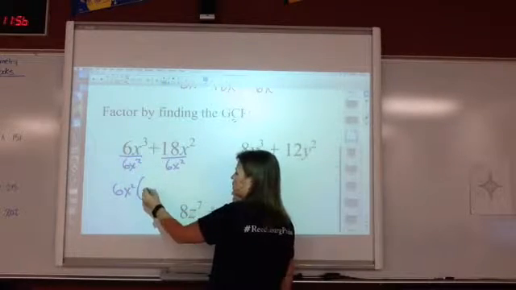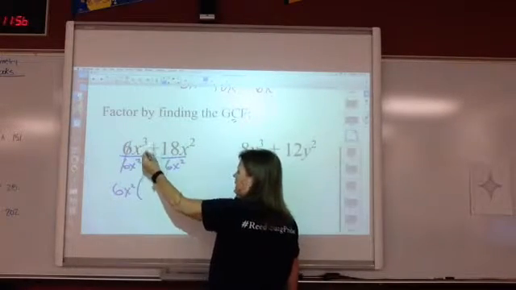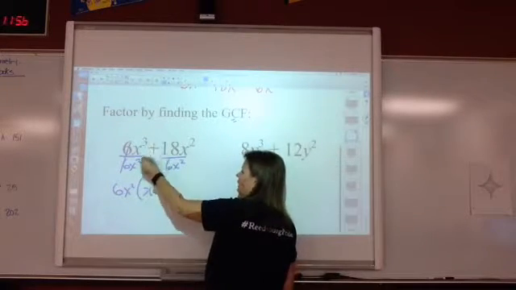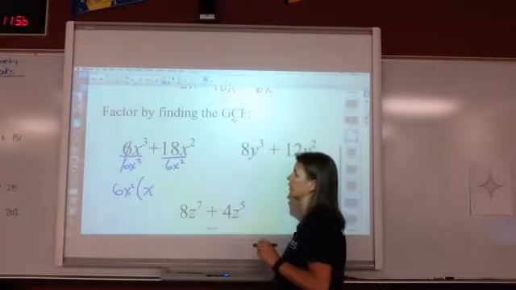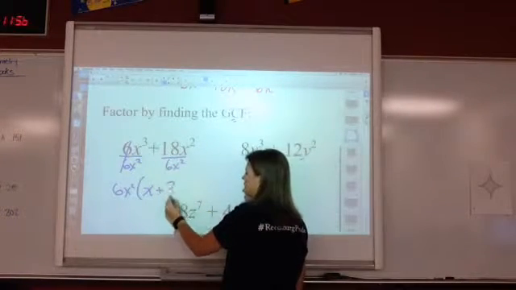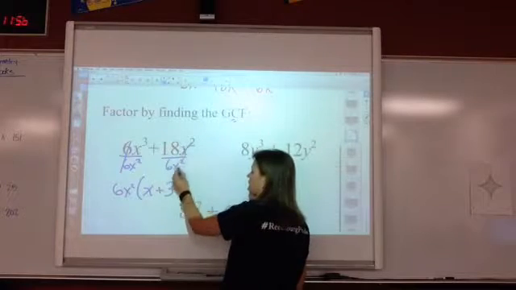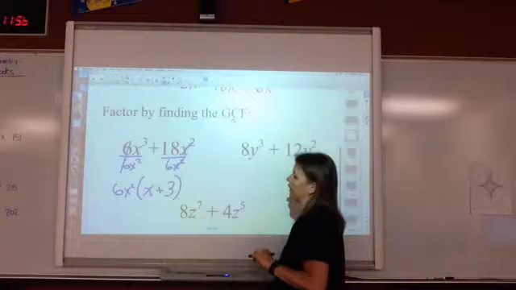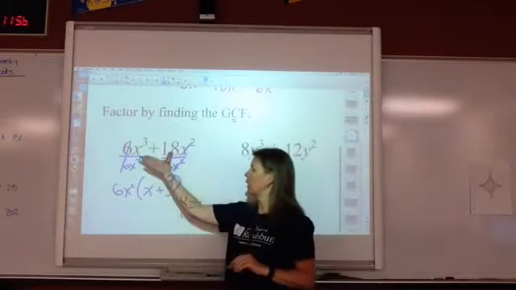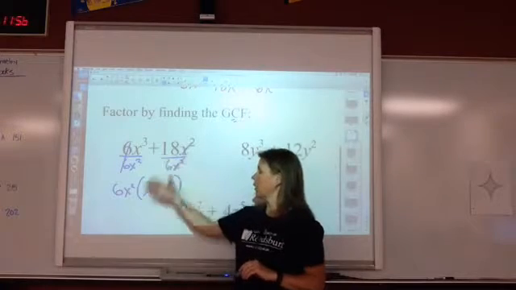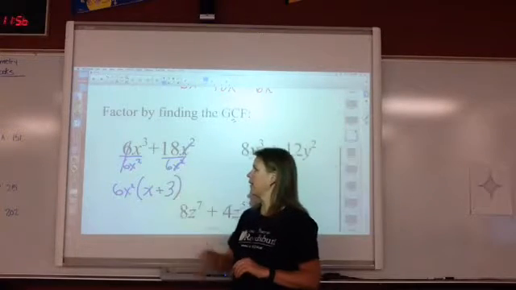6 divided by 6 is 1. 3 x's, take out 2 x's, you have an x left, or subtract exponents. 3 minus 2 is 1. Plus 18 divided by 6 is 3. X squared divided by x squared is 1. 3 times 1 is 3. That is the factored form of this expression. If I wanted to distribute, I'd get it right back to where I was. Multiply, multiply, add the exponents.